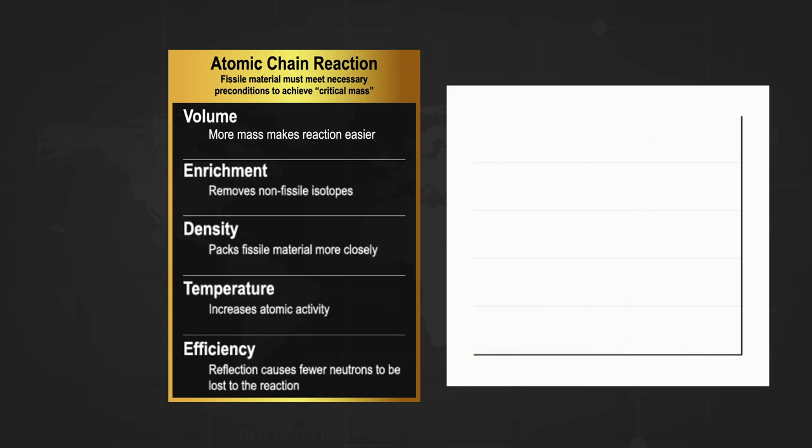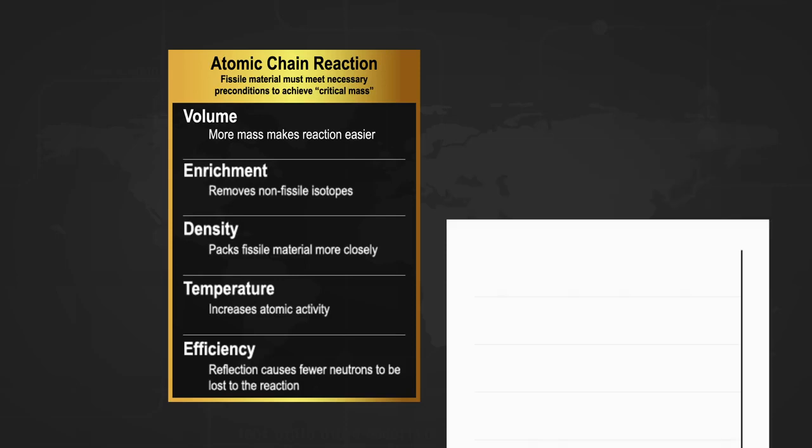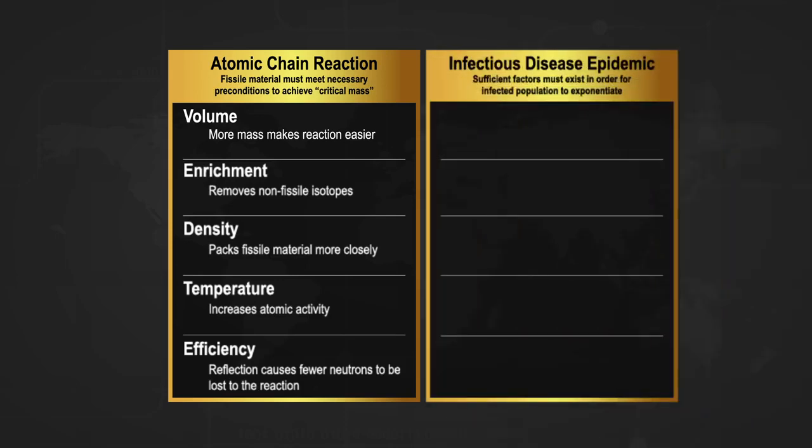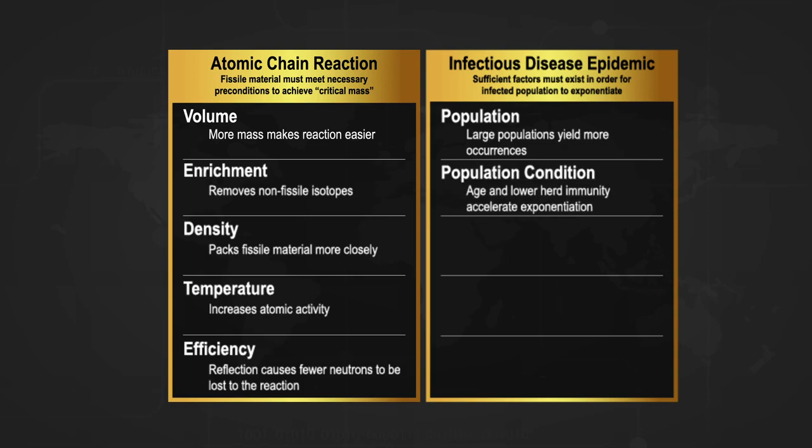So here's where we get to epidemiology and COVID-19. For each of the components that affect exponentiation in an atomic bomb, there's a near-perfect analog in an infectious disease epidemic. For volume of fissile material, the equivalent is population. A larger population, like more mass, makes exponentiation easier. Enrichment equals population condition. An older population, or one that's never been exposed to the infectious disease, like higher enrichment, makes the exponentiation easier. Density equals density. Whether it's atoms or people, the tighter you pack them, the easier it is to exponentiate.